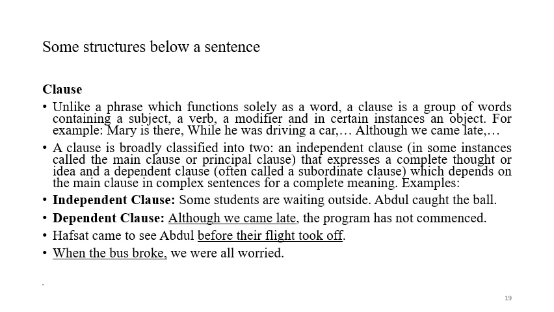A clause is divided into an independent clause, or main clause, or principal clause, which expresses a complete thought or an idea, and a dependent clause, often called a subordinate clause, which depends on the main clause to make a sentence. For example, "I ate food" is a main clause. I ate food because I was hungry. "Because I was hungry" is a dependent clause or subordinate clause, depending on "I ate food."